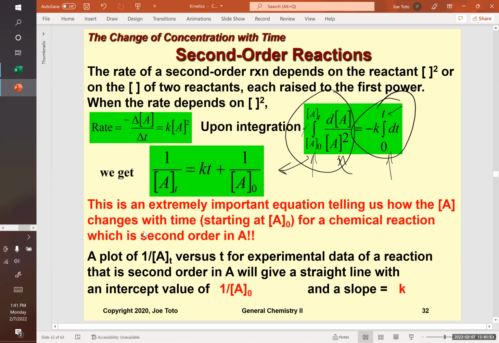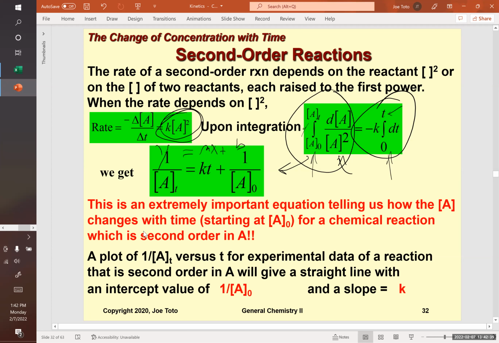We get that relationship. Now, whenever you do a plot in science and you can get a linear function, then you can attribute some of the values from that linear plot to sometimes physical, meaningful things. For example, if it was a second order relationship, like you have in this case, then the integrated rate law can be compared to the equation of a line because it's linear, y equals mx plus b.